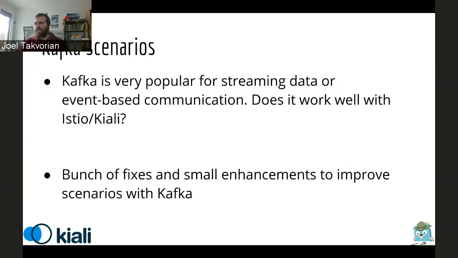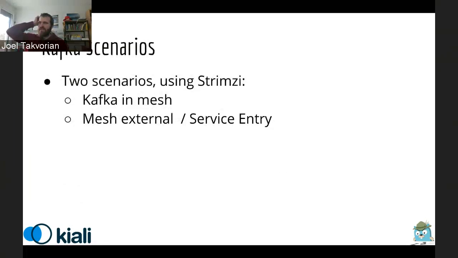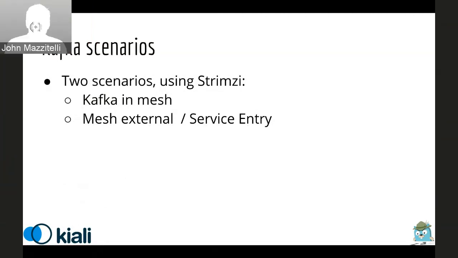But there's a bunch of fixes that we did. And we considered two main scenarios. So I've been using Strimzi, the Kafka operator, basically for Kubernetes. It's developed at Red Hat, but there are other kinds of operators that would work more or less the same. And we considered having the Kafka deployment as part of the mesh, so with Istio enabled on it, and so with the Istio sidecar deployed for every Kafka pod. And the other scenario was having a mesh-external Kafka with a service entry definition.